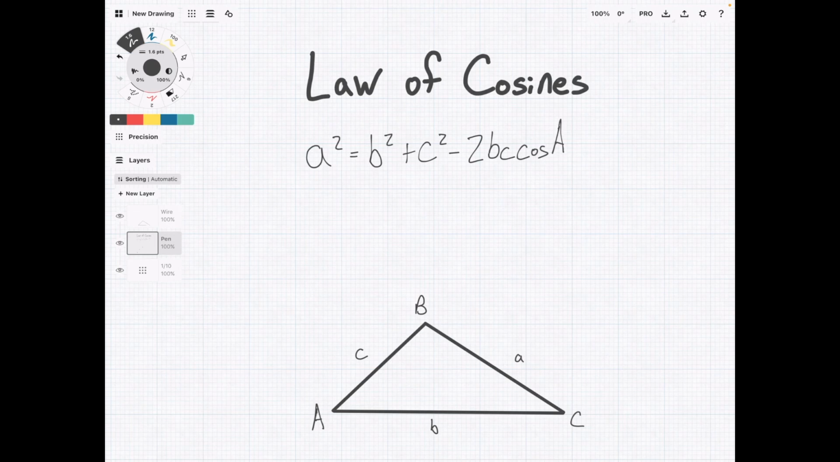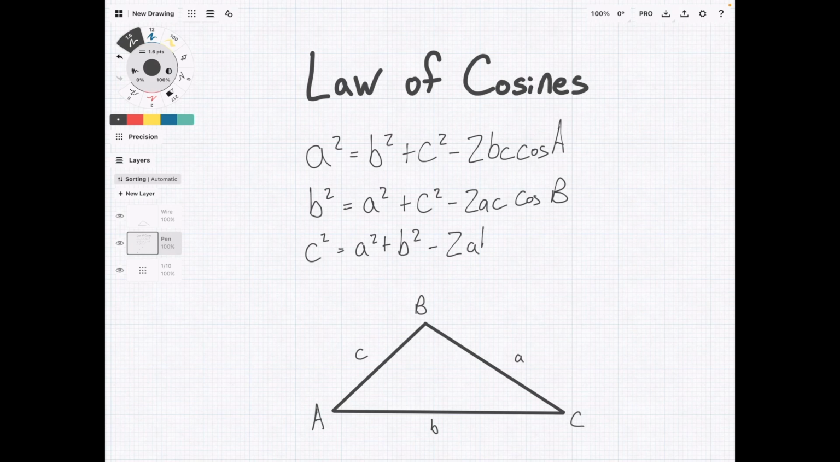Then we can repeat this using side length little b. So b squared equals a squared plus c squared minus 2ac cosine b. And finally, we can do the same thing for little c. C squared equals a squared plus b squared minus 2ab cosine c.